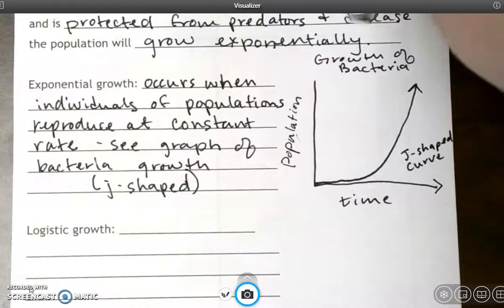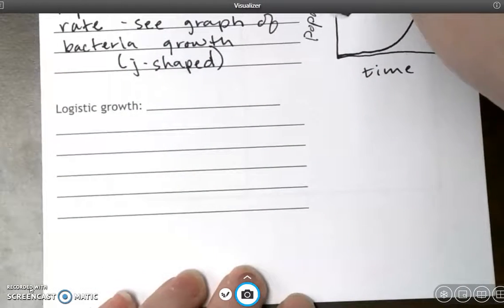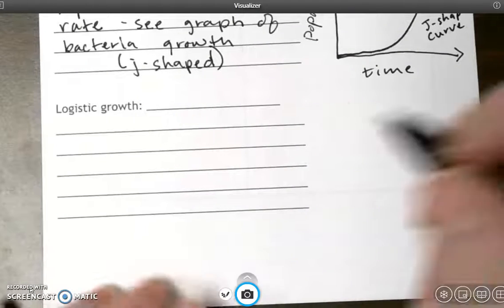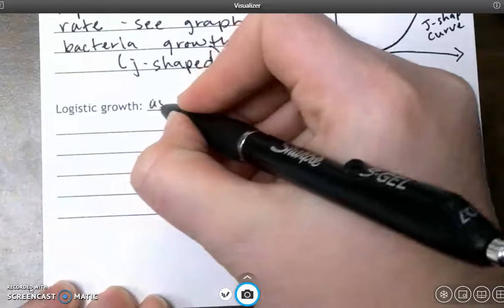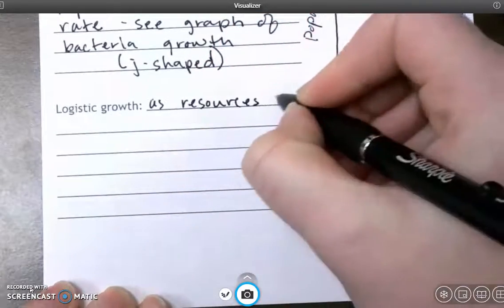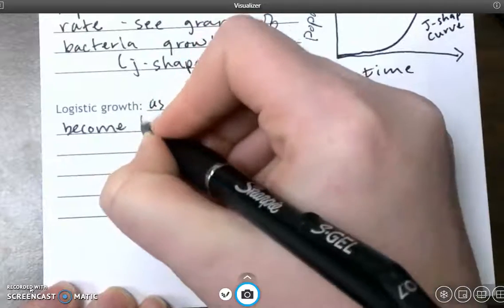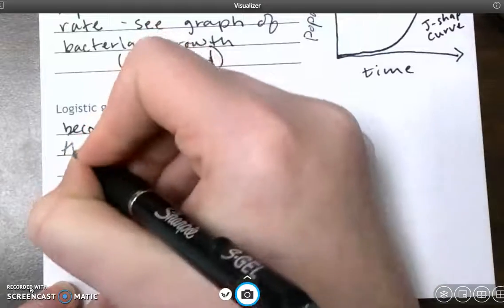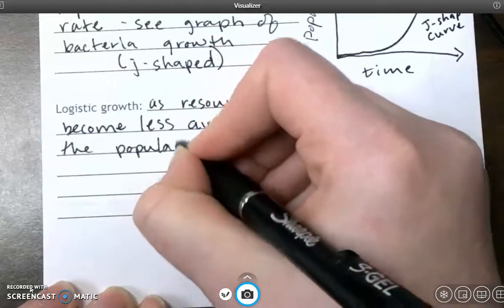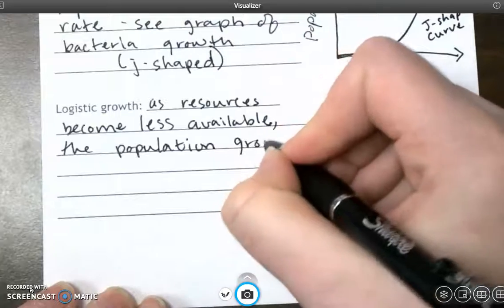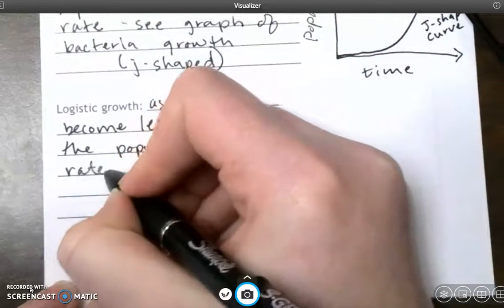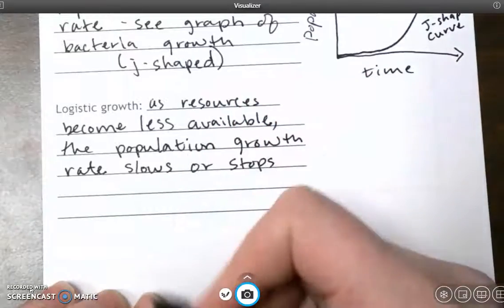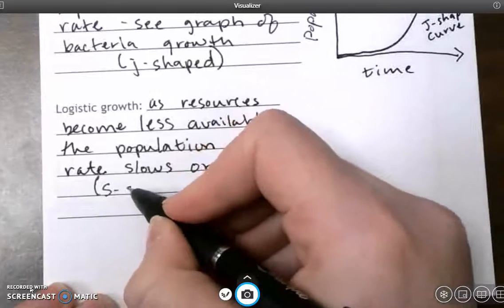Moving on to logistic growth. This is when resources become less available and the population growth levels off, it slows down. So with logistic growth, as resources become less available, the population growth rate slows or stops. When we graph this, it's going to be an S-shaped curve.